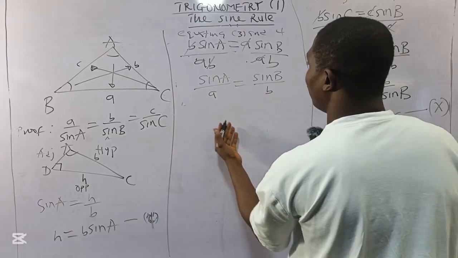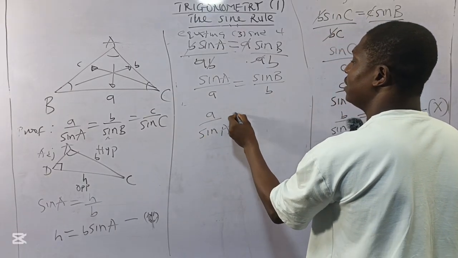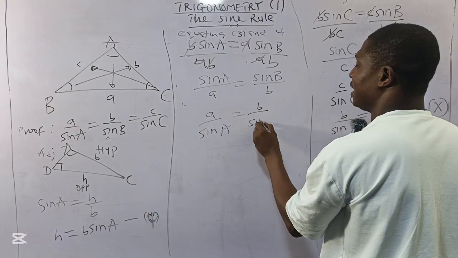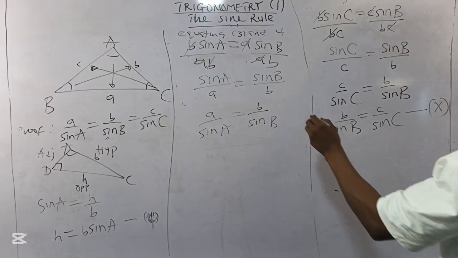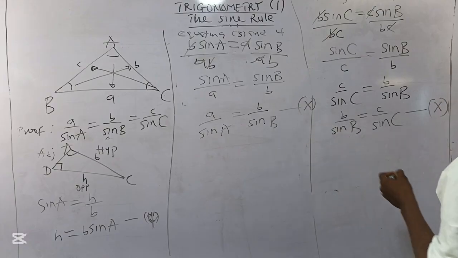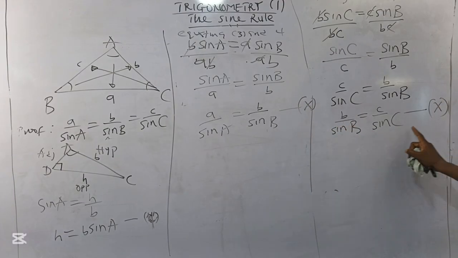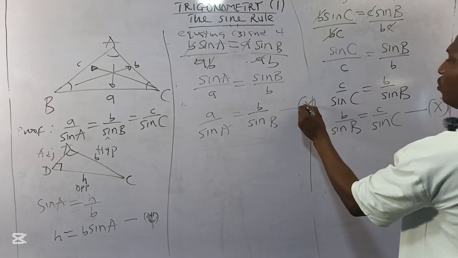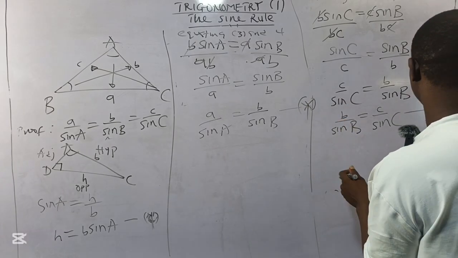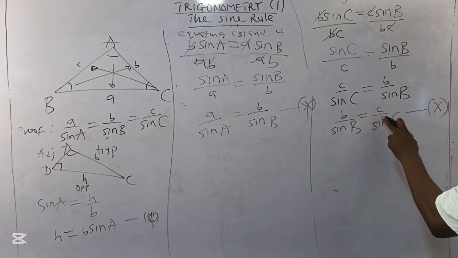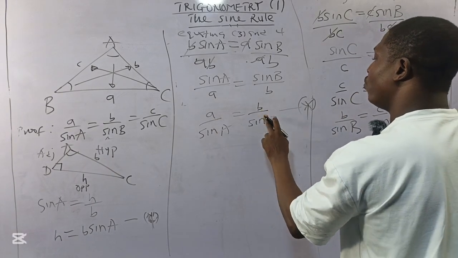And you can see that if I take the reciprocal, I'll have A all over sine capital letter A equals B all over sine capital letter B. Now, I will take this as my equation X. You can simply see that if I compare my equation X and equation Y, for my X, I have B over sine B equals C over sine C. And for my Y, I have A over sine A equal B over sine B.